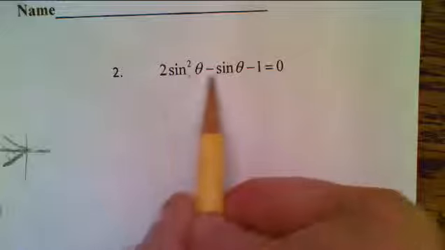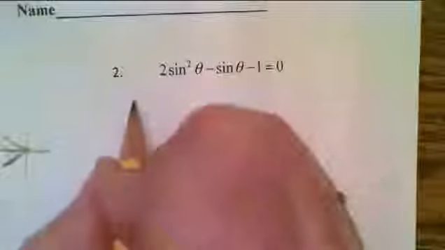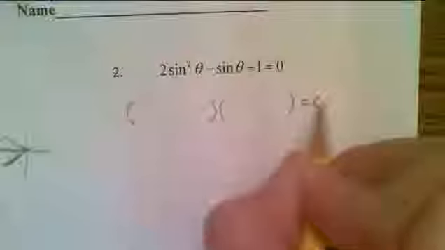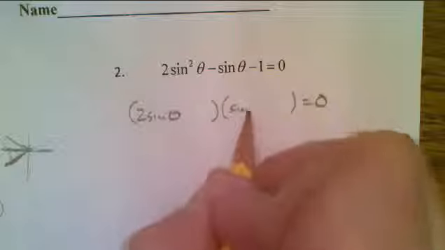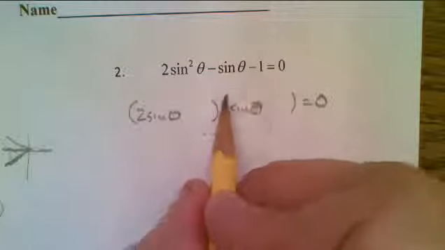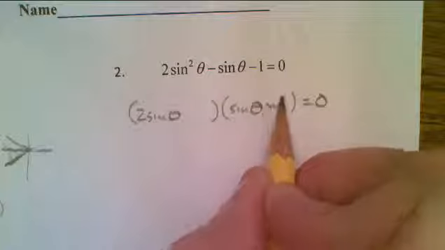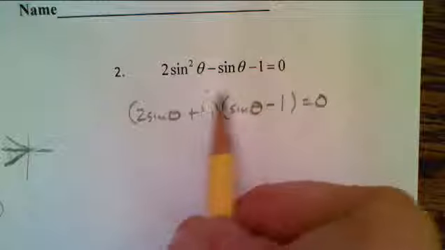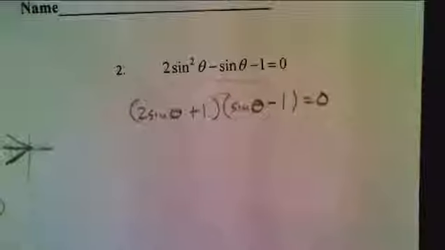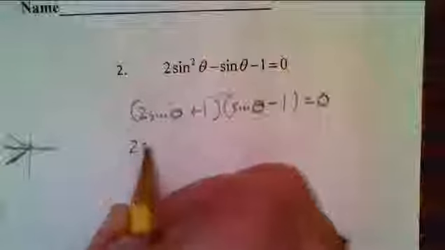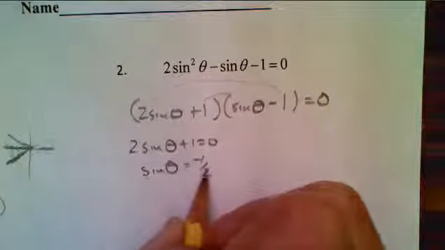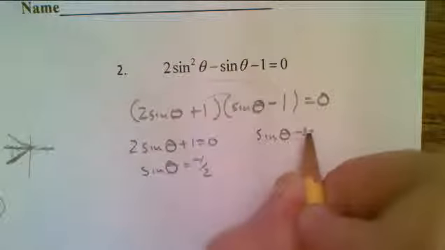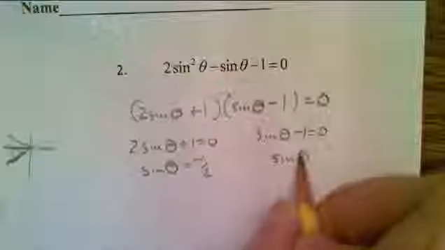Okay. Number 2, same thing. It's like having 2x squared minus x minus 1. So I'm going to factor it like I would a quadratic. To get 2 sine squared, I have 2 sine times sine. To get a negative 1, I have to have a negative 1 and a positive 1. And if I put the negative 1 here and the plus 1 here, my middle term is going to be negative 2 sine plus 1 sine. I get my middle term of negative sine. So when I set each of those equal to 0, I get the sine of theta is negative 1/2. If I set this factor equal to 0, I get the sine of theta is 1.